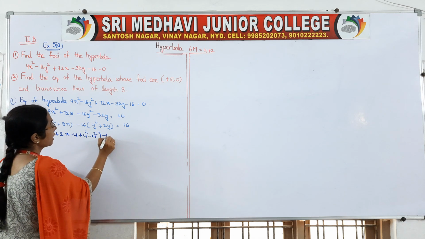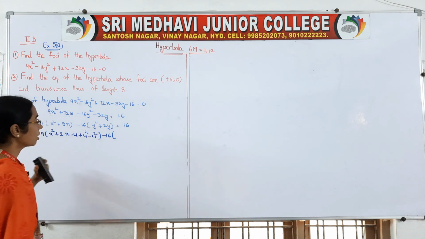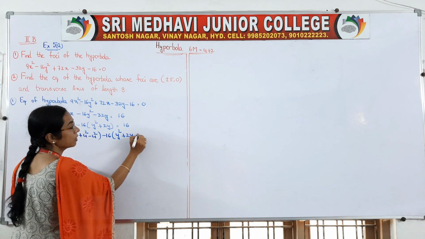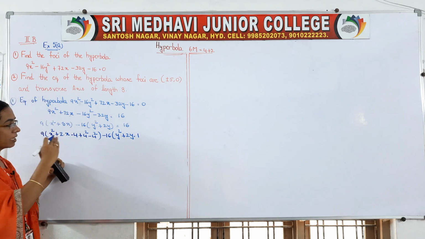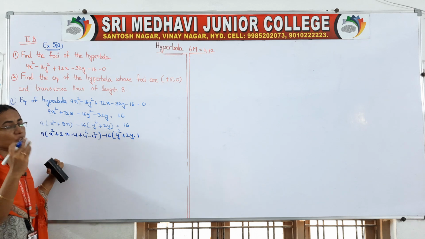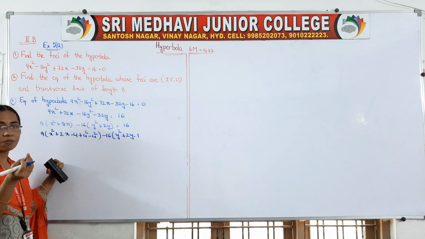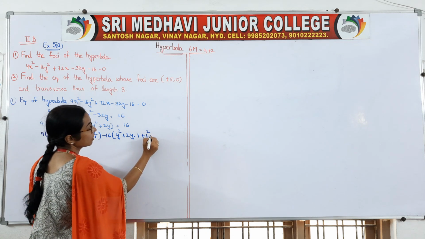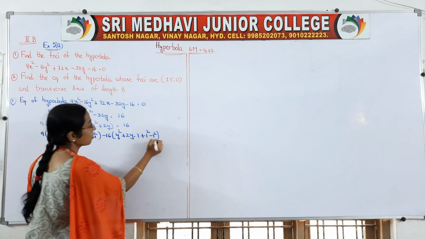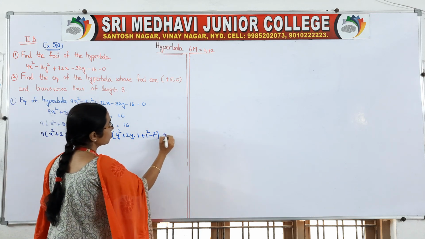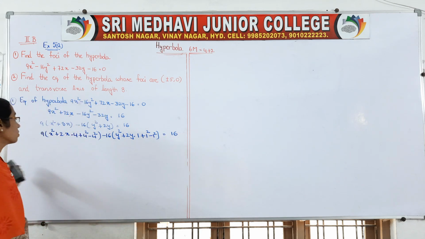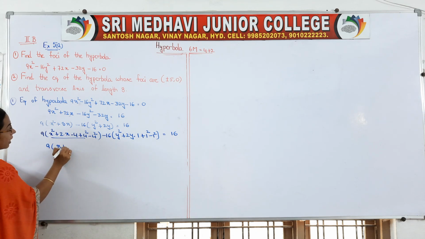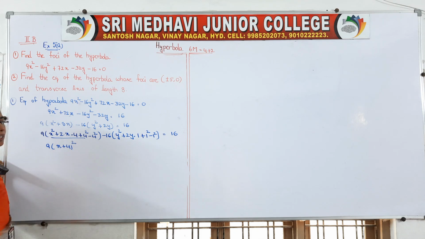Okay, next minus 16 into, same thing, y square plus 2y into 1. We can write the same, y plus something whole square. So y square plus 2y into some value, and next that value whole square must be there. So 1 square is added and 1 square is deducted, is equal to 16. Okay, so from here to here, if you observe, it is x plus 4 whole square.